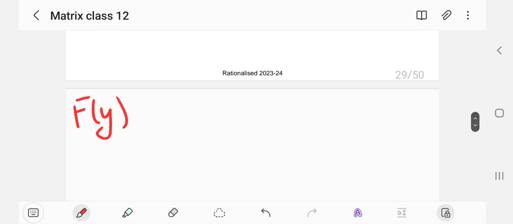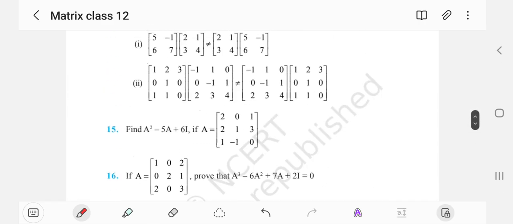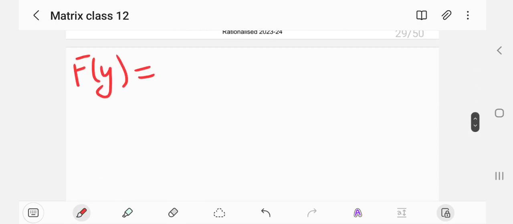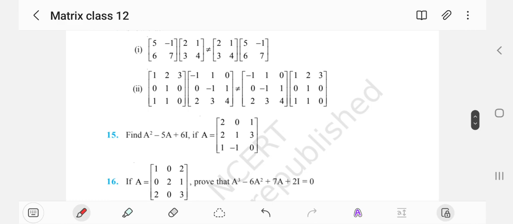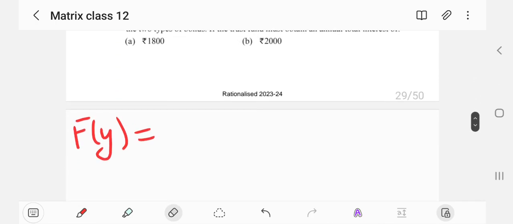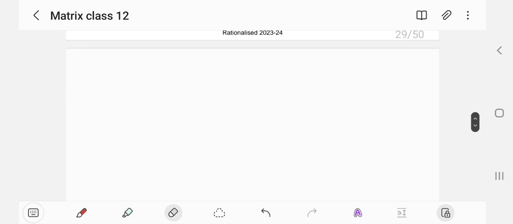For f(y), what is the difference here? We have f of x, therefore all the arguments of our trigonometric functions are x, but when we are finding f of y, all these become y, that is it becomes cos y, it becomes sin y, cos y, right? So there will not be much change, just the change in the argument. So let me directly find the product of f(x) and f(y).